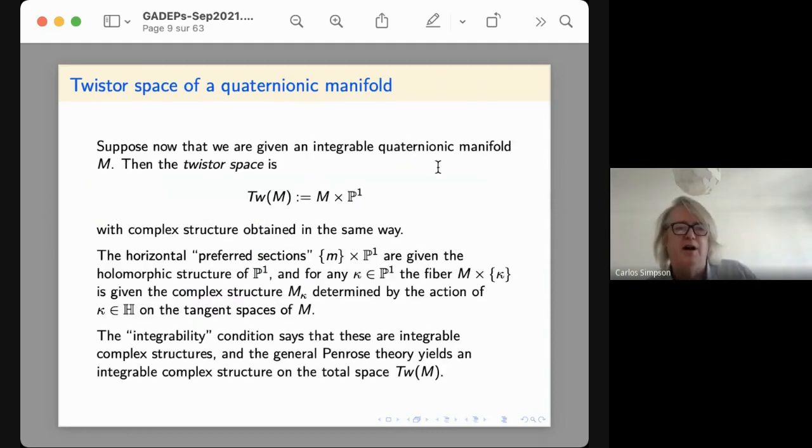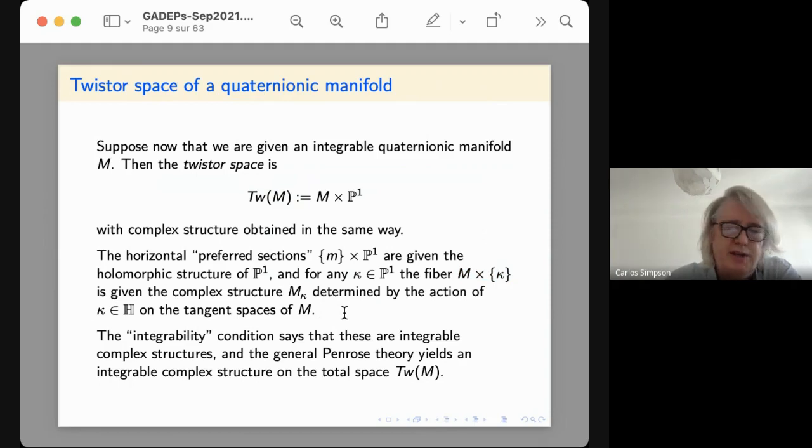Now, suppose instead of having a vector space, we have a quaternionic manifold. So we have a manifold that has an action of the quaternions on the tangent bundle. Then we can define the twistor space of the manifold to be the product M cross P1. The complex structure on the total space is the same, which is to say, on the horizontal sections, the P1s, it's the complex structure of P1, and on each of the pieces M cross kappa, the M cross kappa here has the complex structure given by the action of that element of the quaternions on the tangent space.